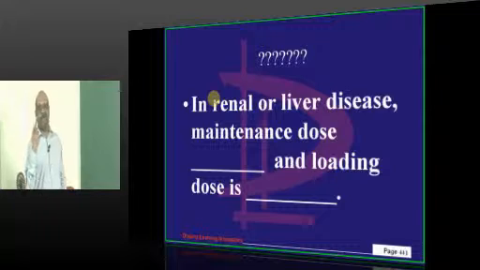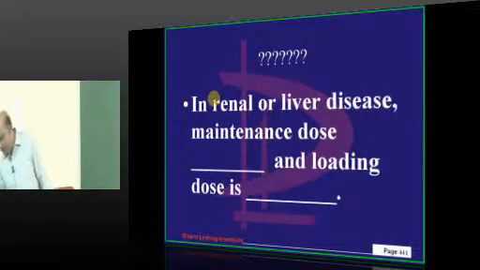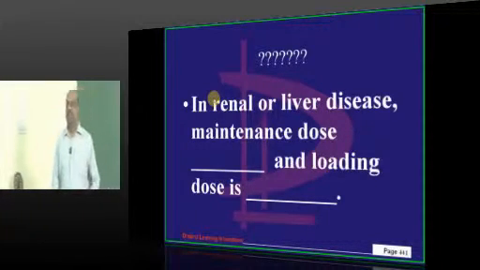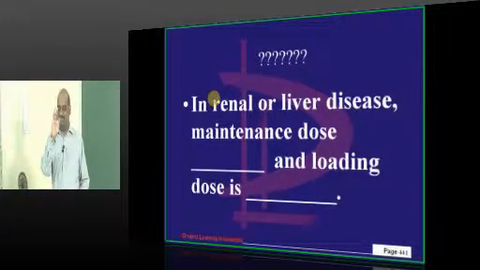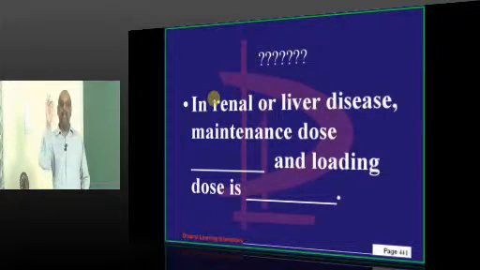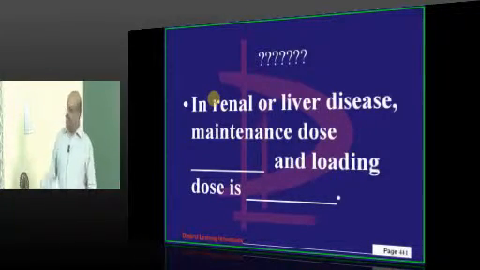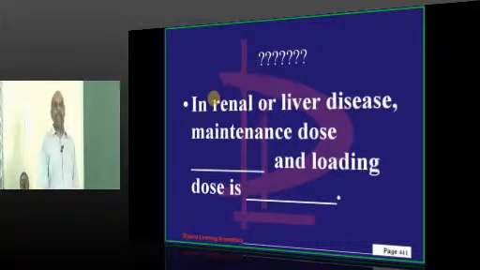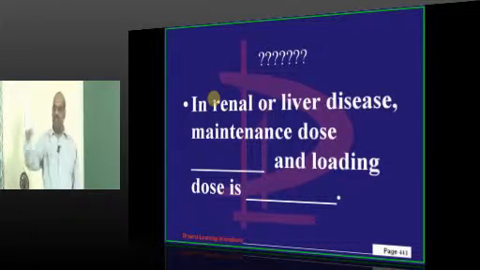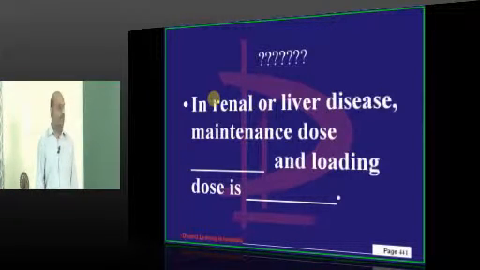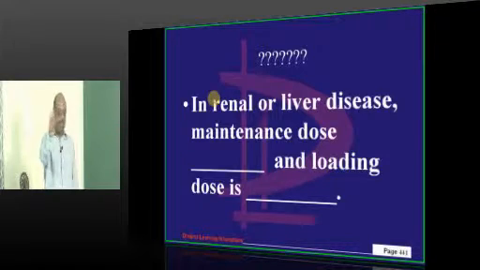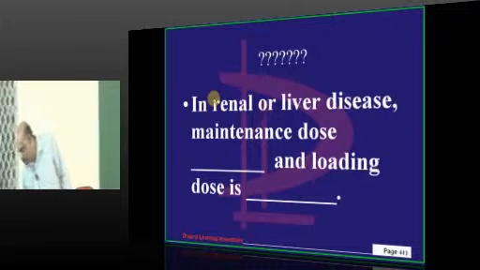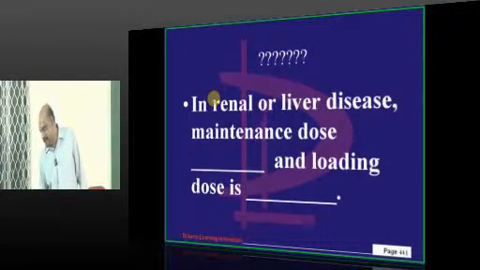This you have to give me one confident answer. Whoever answers it shall be called as correct answer. In renal and liver disease, if you give any drug, what will happen to the maintenance dose, what will happen to the loading dose? Will it increase? Will it decrease? Will it be unchanged? I need two answers. One for maintenance dose, one for loading dose. Let me check. Who will give the correct answer?